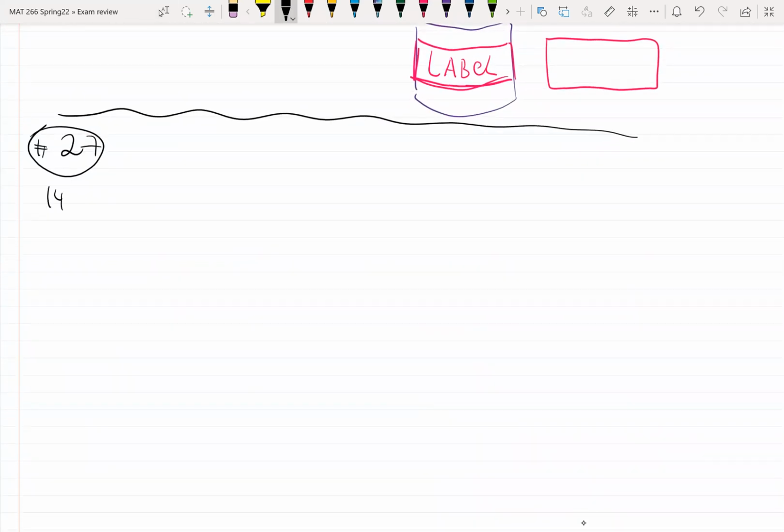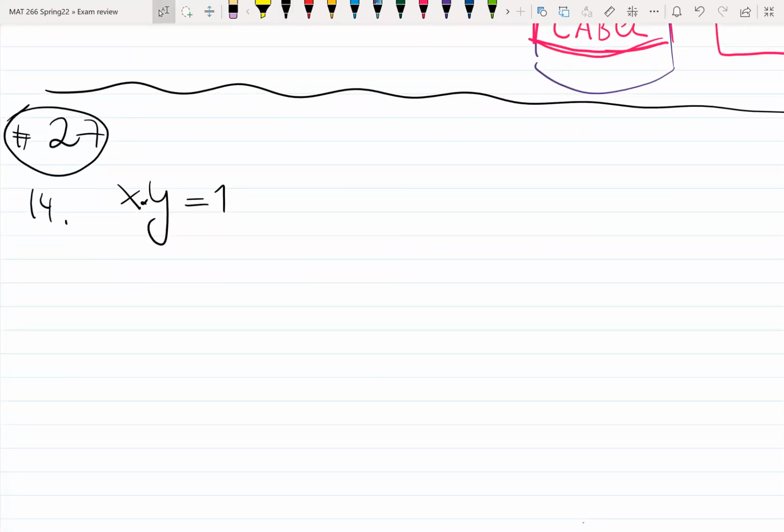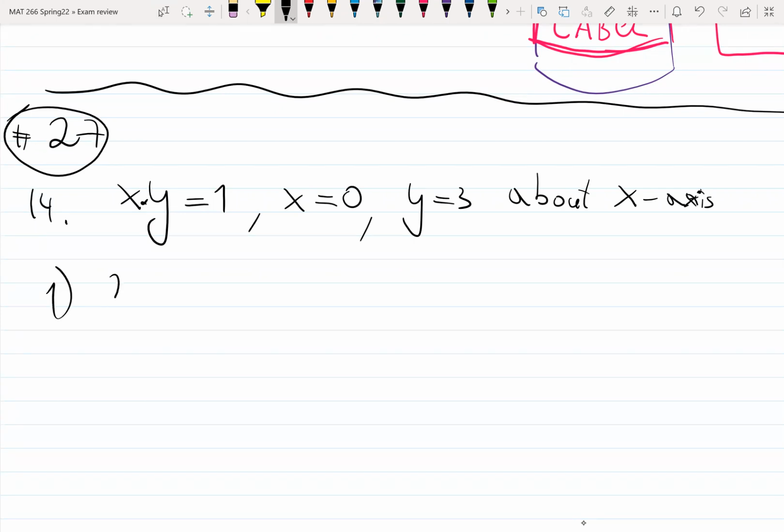Example number 14. X and Y, X times Y equals 1, and then X equals 0, Y equals 3, and then about X axis, like so. Step 1, do a 2D picture. Somehow a 3D picture messes people up, so I usually don't recommend doing a 3D picture. I recommend to imagine it, but don't draw it, because the limits of integration are coming from the 2D picture.